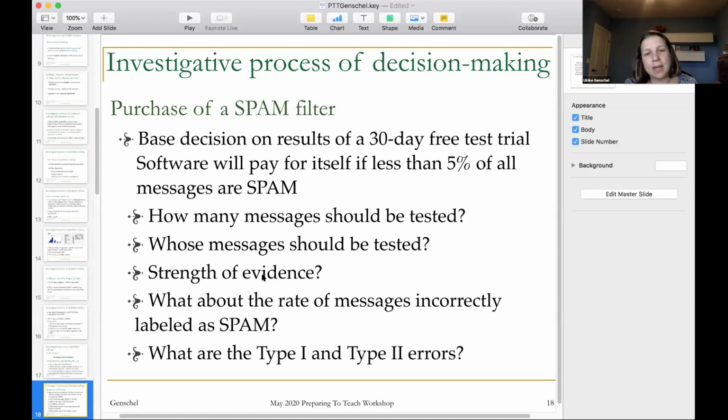And one thing that I like about this example is that you really can use it nicely to illustrate type 1 and type 2 errors. Namely, well, what do we do about the rate of messages that is incorrectly labeled as spam? What value is associated with each of the mistakes?